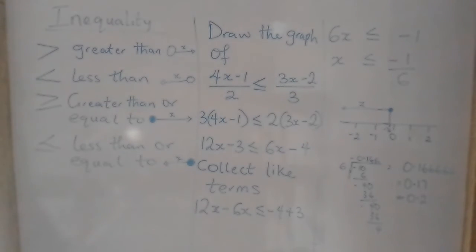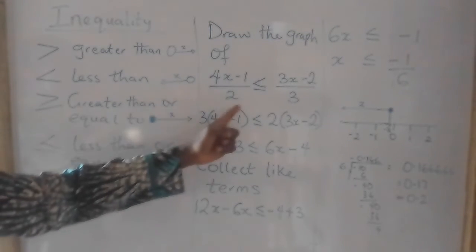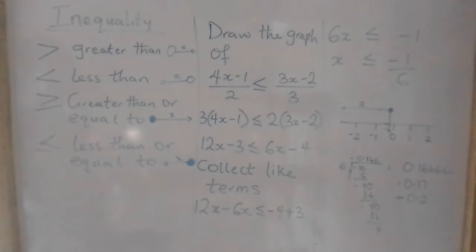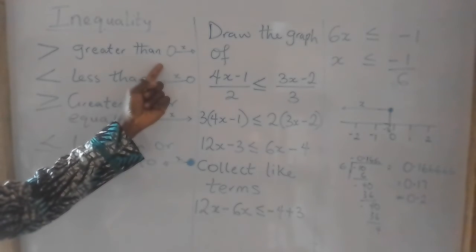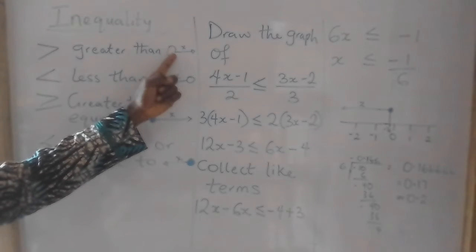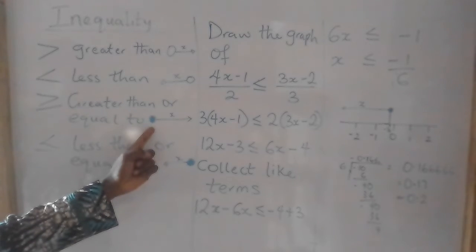Here is another example for us to deal with. Draw the graph of (4x minus 1) over 2 less than or equal to (3x minus 2) over 3. If you look at this, you see that I have added some things to it. For example, I have added this circle with this sign. Same here, but this is shaded.